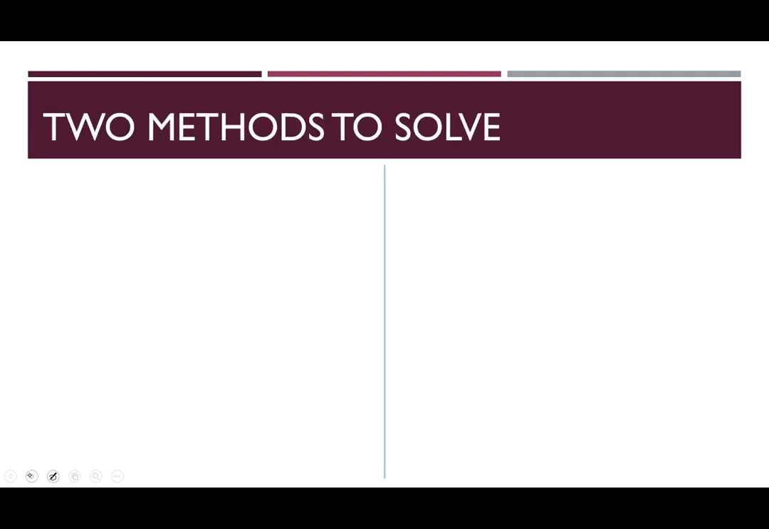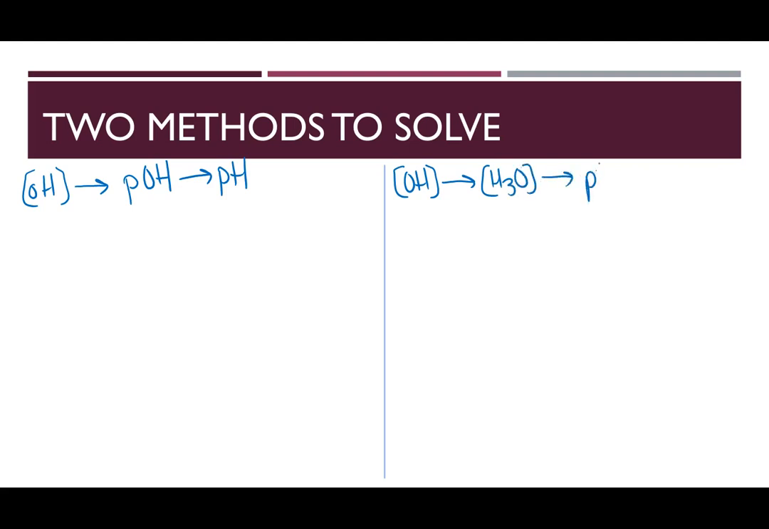Well, there's two different ways to do this. The first method, we can go from hydroxide concentration to pOH to pH. Or we could go hydroxide to hydronium to pH. Again, both are valid, acceptable ways. Find which one is your cup of tea. I'm going to do both with you.